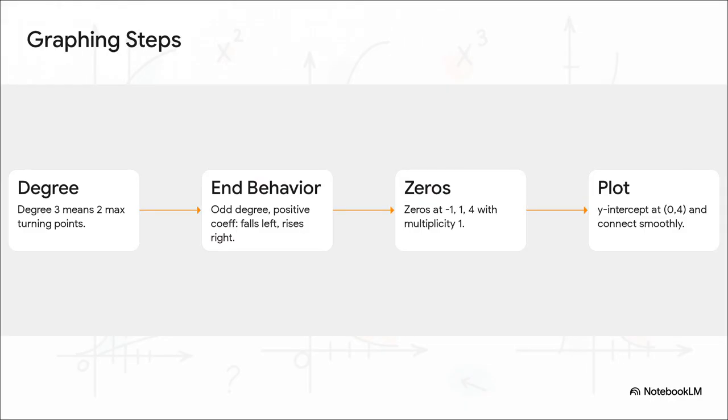Step 1. The highest exponent is 3, so the degree is 3. That immediately tells us the graph has at most 2 turning points. Step 2. It's an odd degree with a positive leading coefficient of 1. That means the graph is going to fall to the left and rise to the right.